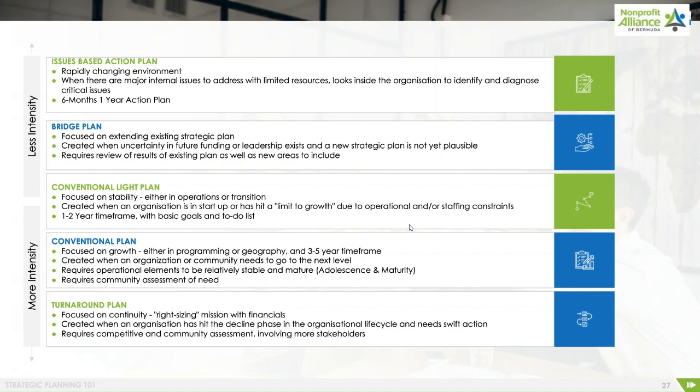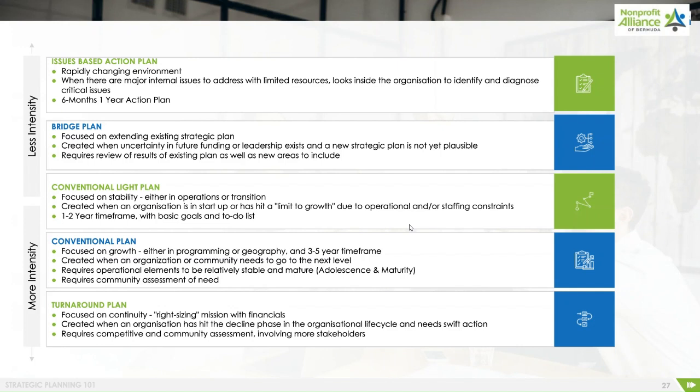The bridge plan focuses on extending an existing strategic plan that you may already have in place, created when uncertainty in future funding or leadership exists, and a new strategic plan is not yet plausible. It requires review of results of your existing plan as well as new areas to include.